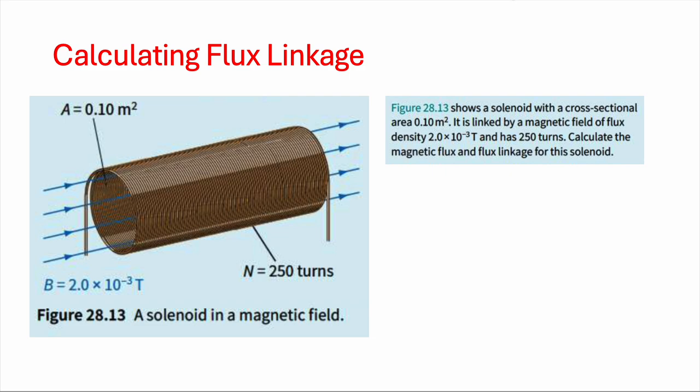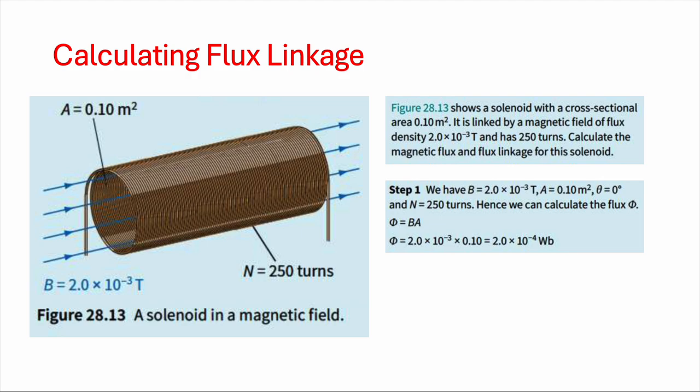Okay, hopefully you've had a chance to have a look at that. The way we're going to calculate this, we're going to firstly calculate the magnetic flux. Now in this case, we don't need to worry about this theta because you can see the normal to my surface is going to be in the same direction as my magnetic field, and so as a result, theta is going to be 0, cos theta is going to be 1. All we'd have to do then is use the fact that phi is equal to B times A, so this is maximum flux. We'll do 2 times 10 to the minus 3 times 0.1, okay, and then we end up with 2 times 10 to the minus 4 Webers.